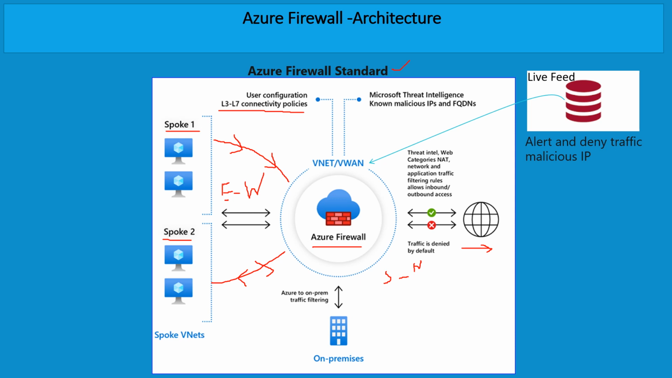There's one more feature, which is a feed that comes from Microsoft Threat Intelligence. That is basically a database which maintains malicious IP addresses and FQDNs. Based on that feed, you can put your firewall into alert or deny mode. Whenever traffic is passing through this firewall, it will be inspected against these dynamic rules, and based on the mode, whether it's alert or deny, your traffic can be triggered that way.